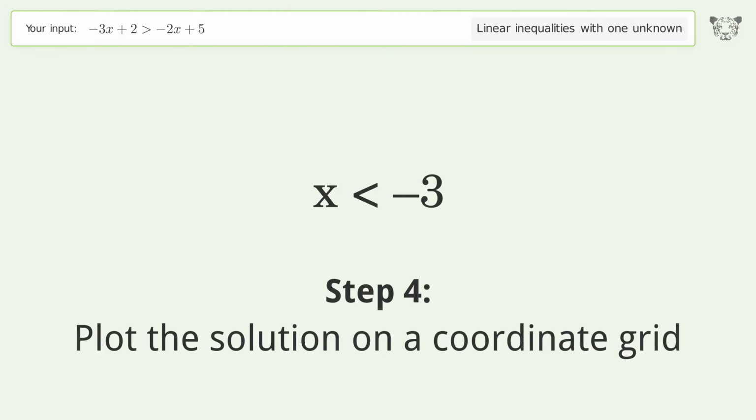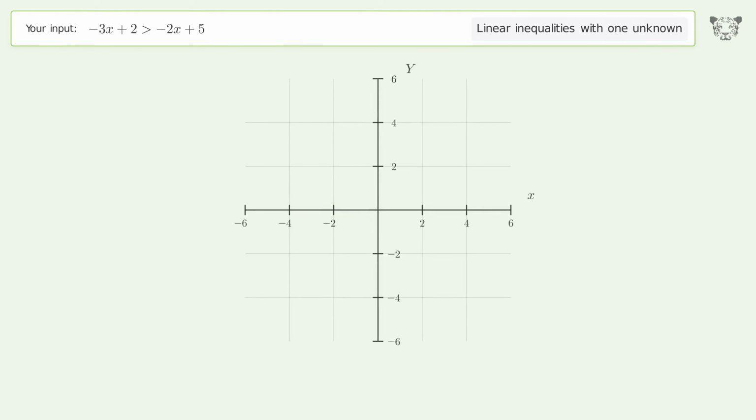Plot the solution on a coordinate grid. And so the final result is x smaller than -3.